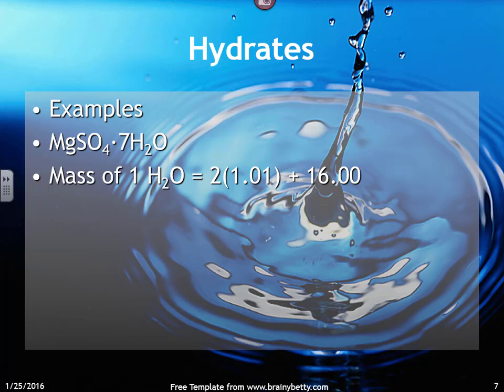So what would the mass of 1 water be? You'd have 2 hydrogens plus 1 oxygen. So what do you get here for 1 water? 18.02. The mass of 1 water is 18.02. That will always be the same. So if you know the mass of 1 water, then all you have to do is take that times however many waters you have. How many waters do we have in this one? 7.